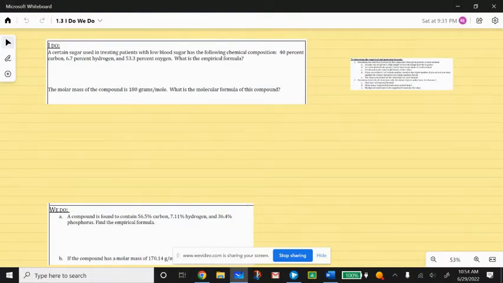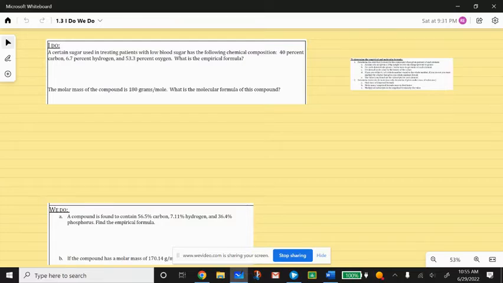Okay, in this problem, we are going to figure out what the empirical formula is. And then once we have the empirical formula, we will try to calculate what the molecular formula is. So the notes for this section describe the empirical formula as being the simplest whole number ratio of one element to another in a compound. And then the molecular formula is basically the real formula.